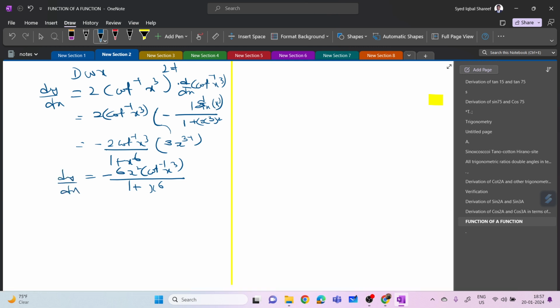See here, function of power, then derivative of cot inverse, then derivative of x cube. So 3 times we have done differentiation. Function of a function of a function. One more example, please. See one more example.